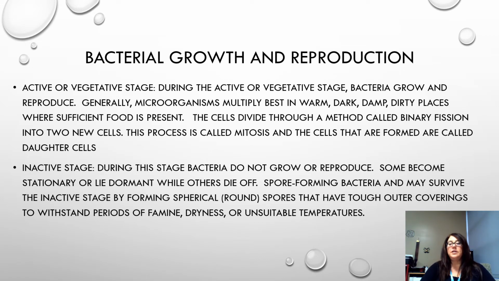The inactive stage is when bacteria do not grow or reproduce. Some become stationary or lie dormant while others die off. Spore-forming bacteria may survive the inactive stage by forming spherical or round spores that have tough outer coverings to withstand periods of famine, dryness, or unsuitable temperatures.